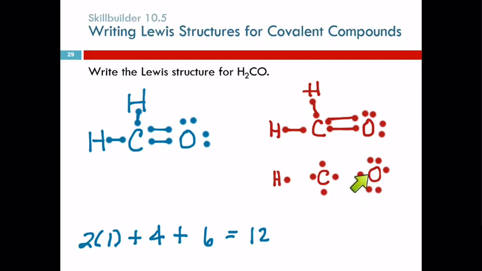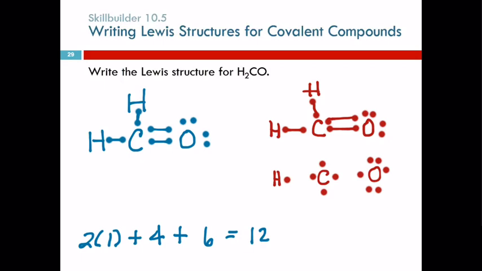How many dots does the oxygen have that aren't paired up? This is a pair on the bottom. This is a pair on the top. So we've got one on the left and one on the right. That's two. Oxygen forms two bonds.